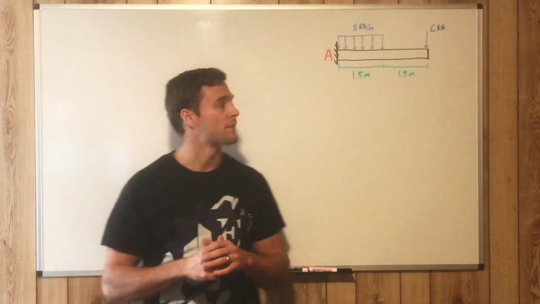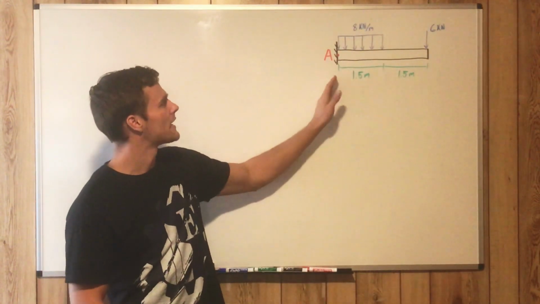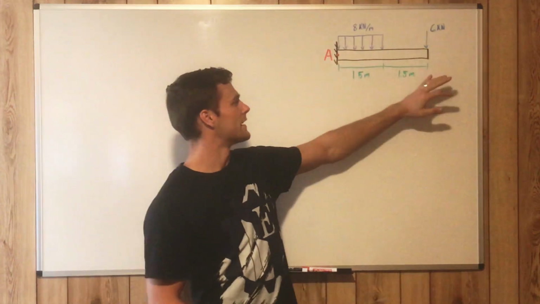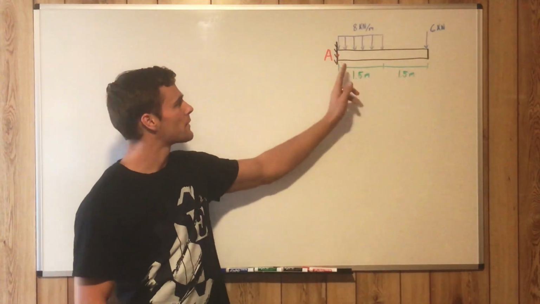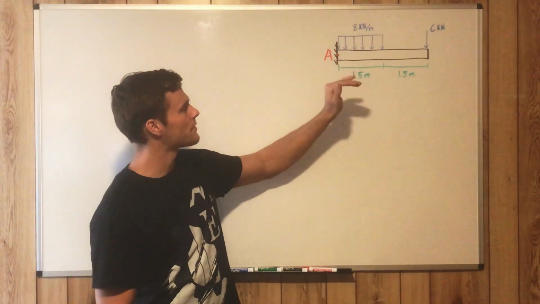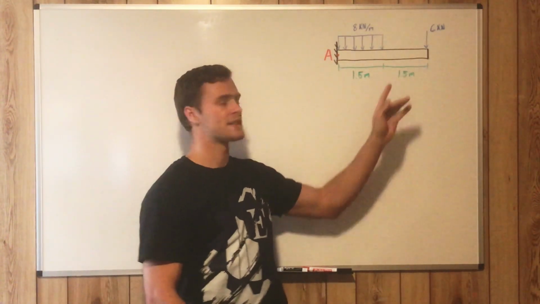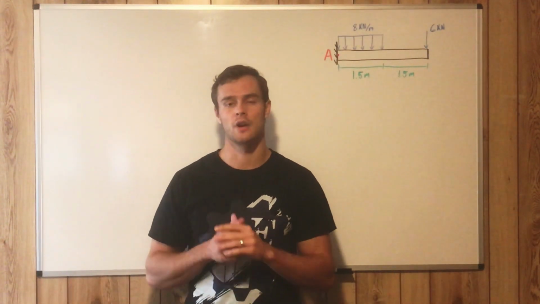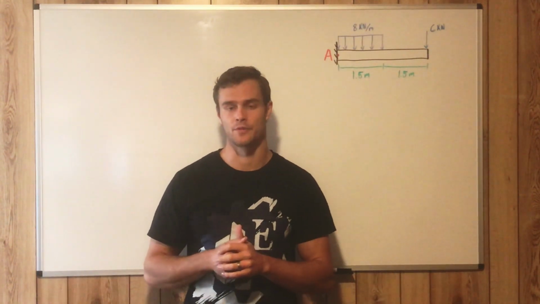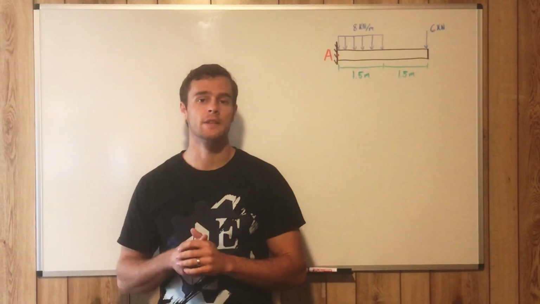So what we have here is a cantilever beam, which means that this side is fixed and this side is not supported, and there's no other supports in there. On this end we have an 8 kilonewton per meter distributed load, and on this end we have a 6 kilonewton point load. What we need to do is find and draw the shear and moment diagrams for those, and that's what we're going over in this video.